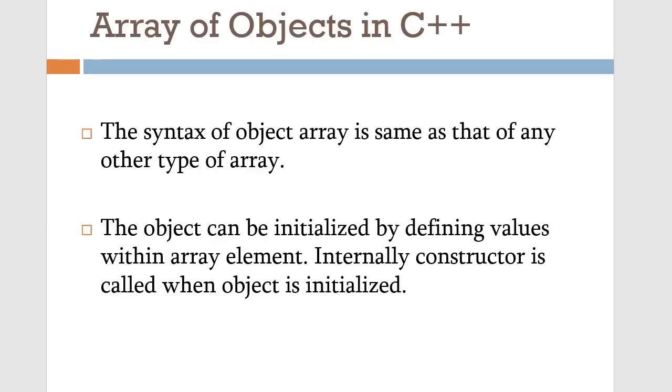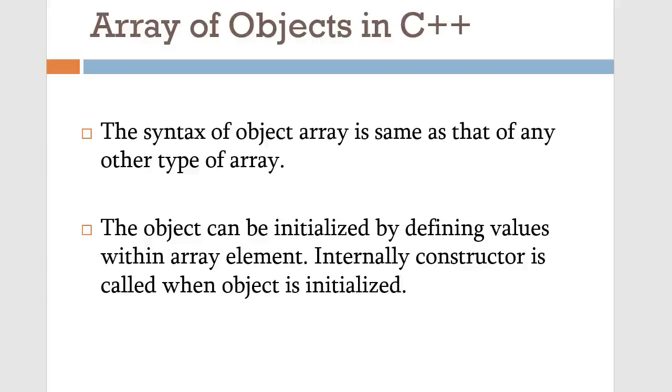Let's discuss the array of objects first. Array of objects is similar to creating an array. So how do we create? Before that, we specify the type of that array, the name of the array, and then the square brackets. Similar to that, we can create the object array. So the syntax of an object array is the same as that of an array.